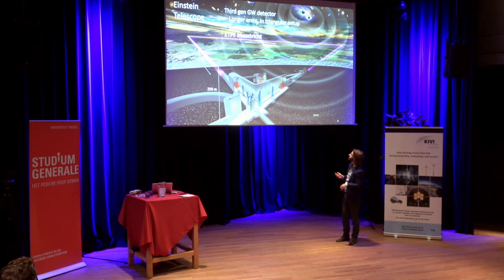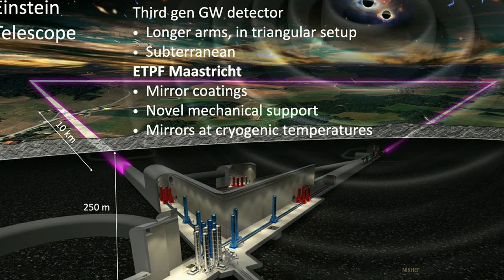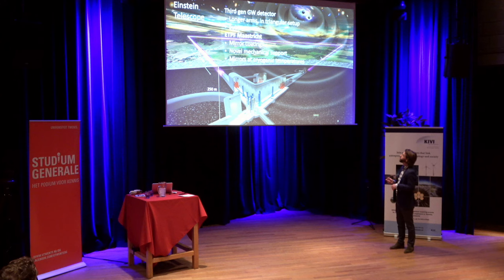It was also pointed out that it is subterranean. And then in the Pathfinder, which is being constructed in Maastricht, we are working on these different technologies to help measure more accurately. So work is being done on the mirror coatings and novel mechanical supports, because there are suspended pendulums on which the mirrors of the optics are suspended. By improving those, you eliminate noise from the surroundings entering your measurement. So the better you can do this, the more accurate.